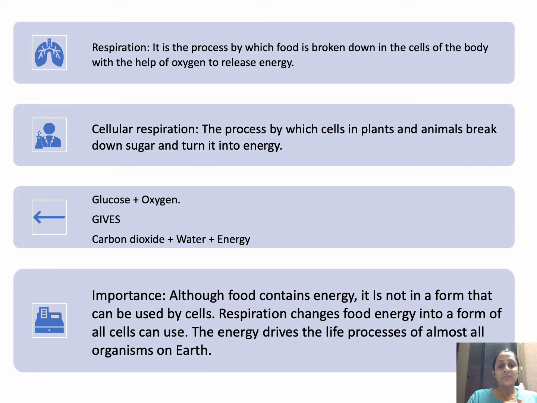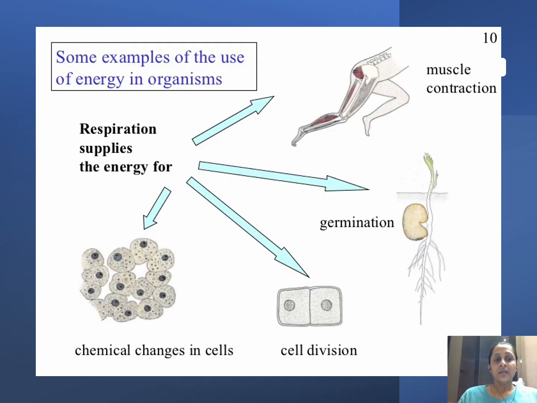Now cellular respiration is nothing but respiration happening in the cells of plants and animals. And in this process you have glucose plus oxygen, which is giving you carbon dioxide, water and energy. Now why is cellular respiration important? Because it is changing the food energy into a type of energy which can be used by all the cells of your body.